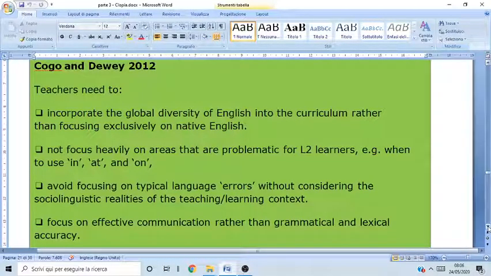Plus, they say that teachers should neglect, or at least put aside, some areas that are particularly problematic for L2 learners. Okay, just consider the usage of prepositions and how difficult that is for people who are learning English. And so these scholars say, well, just put them aside. They're not important when they're going to speak English as a lingua franca.